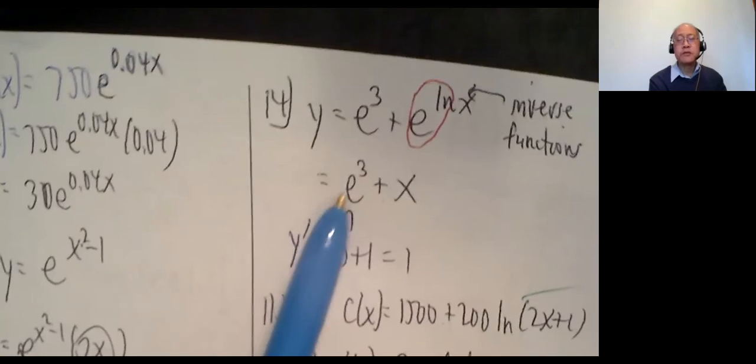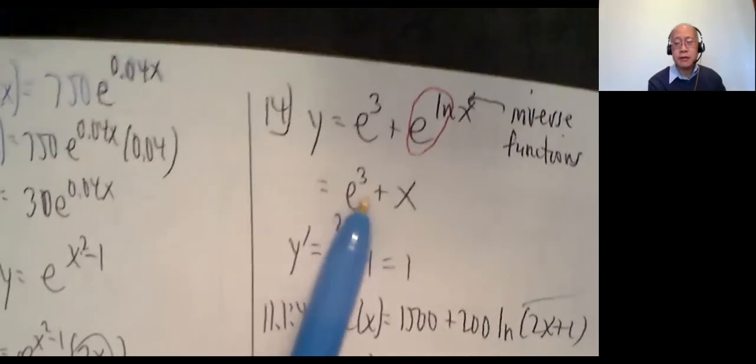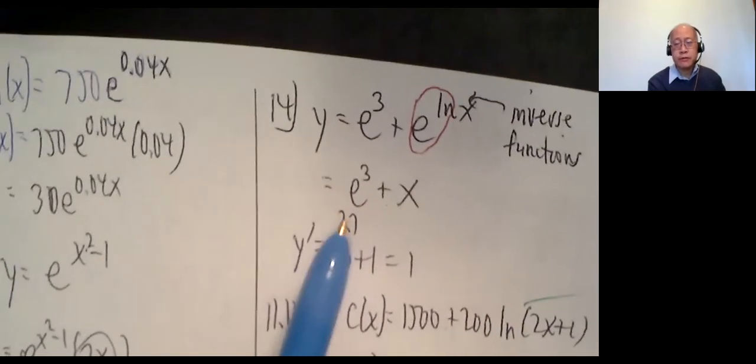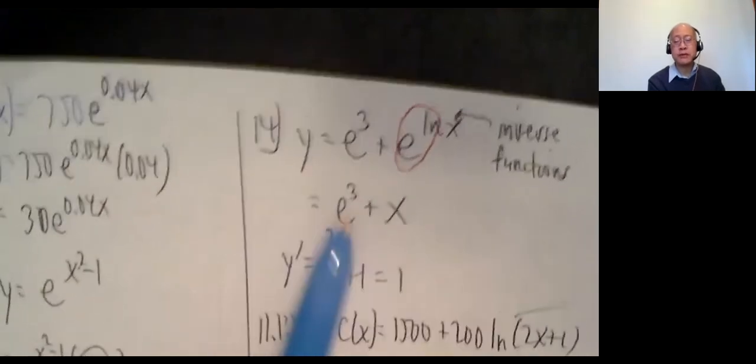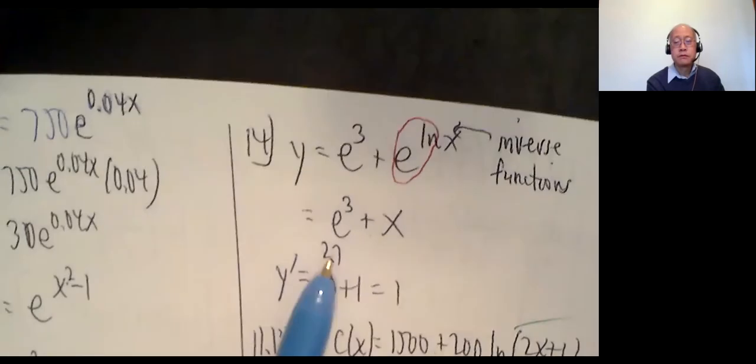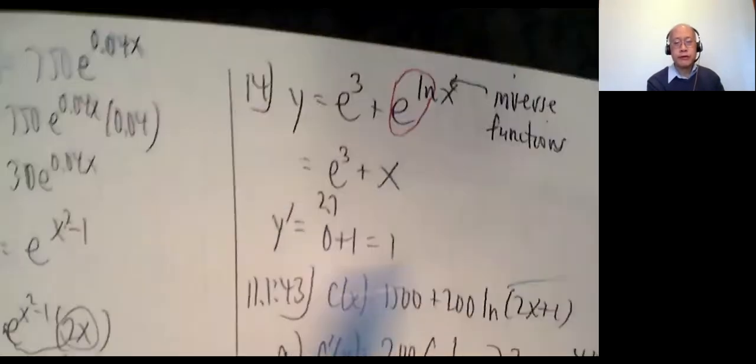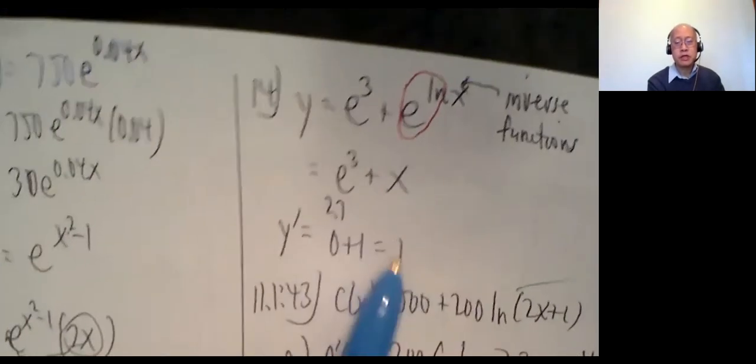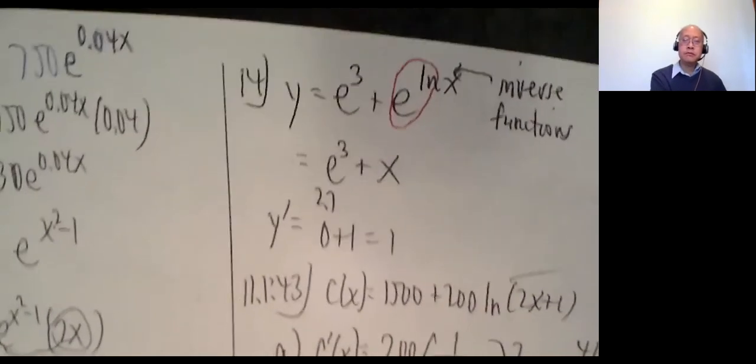Furthermore, e cubed is a number. It's a constant. E is like 2.7. 2.7 times 2.7 times 2.7. It's a constant. Therefore, the derivative of this is simply 0 plus 1, 1. Okay, remember, e cubed is a constant.